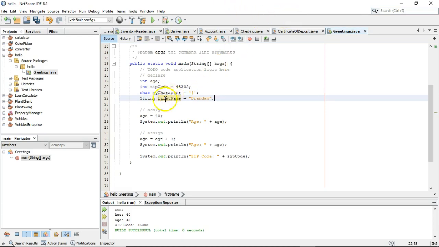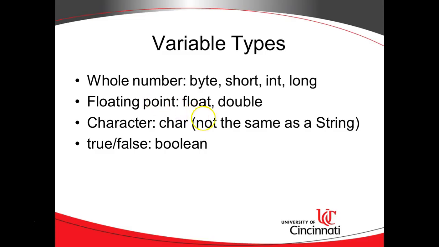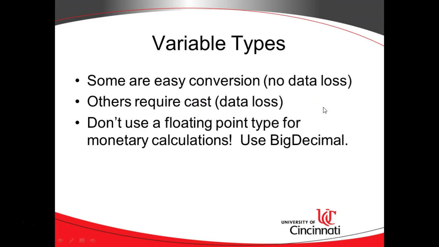The ones we're going to use the most in this class are string, int, and double. The others we won't use as much, but string, int, and double are the ones that you're going to see most frequently. Just a few things to wrap up with then.